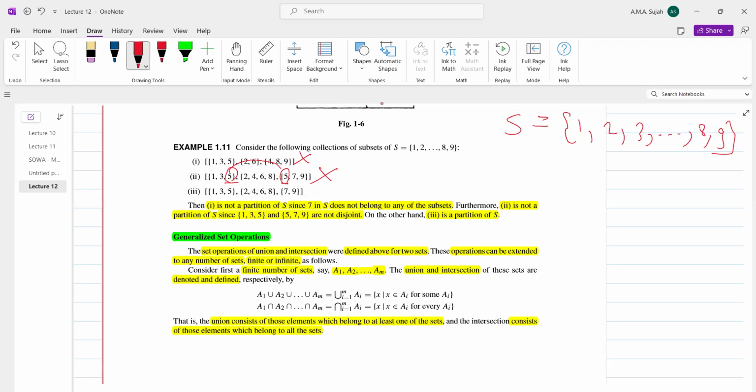How about the third one? 1, 2, 3, 4, 5, 6, 7, 8, 9. So this is a proper partition, right? All the 9 elements of set S belong to 3 partitions, right? So there is no intersection, no common elements. There is no element missing. So this is a proper partition, right? Any questions?